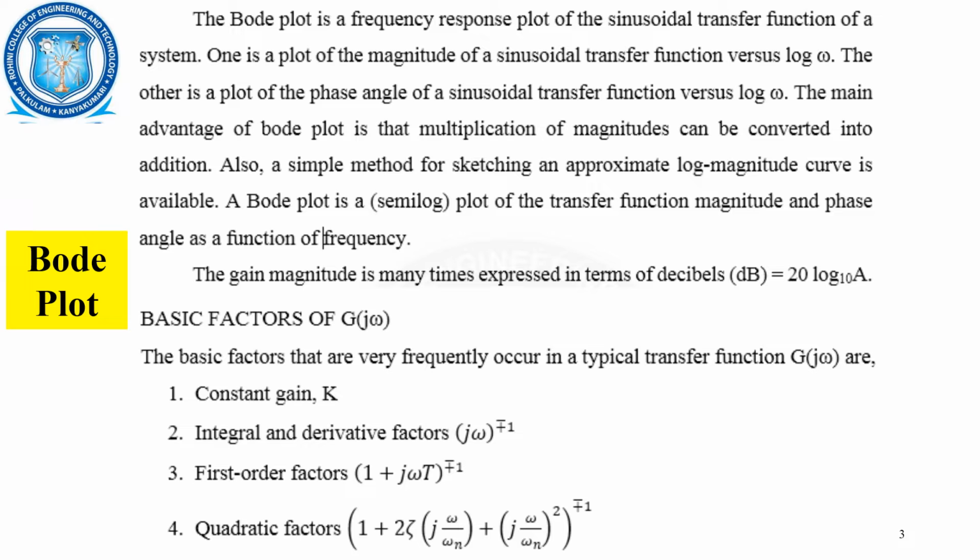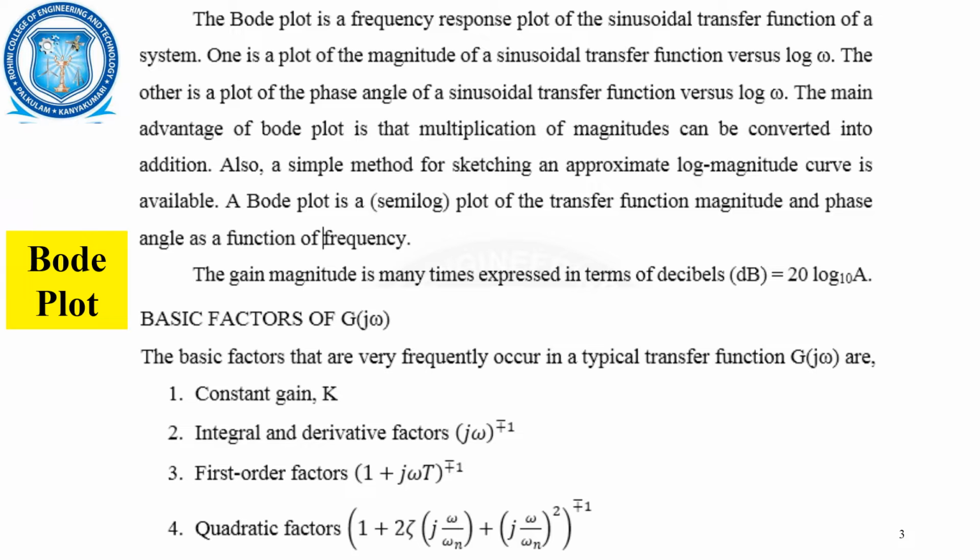The two y-axes are used to represent the magnitude and the phase angle of the sinusoidal transfer function, and the x-axis will represent the angular frequency omega value in the graph sheet. Now we can draw two plots in the same graph. One is the magnitude of the sinusoidal transfer function versus the logarithmic omega, and the other one is the phase angle of the sinusoidal transfer function versus the logarithm of omega value.